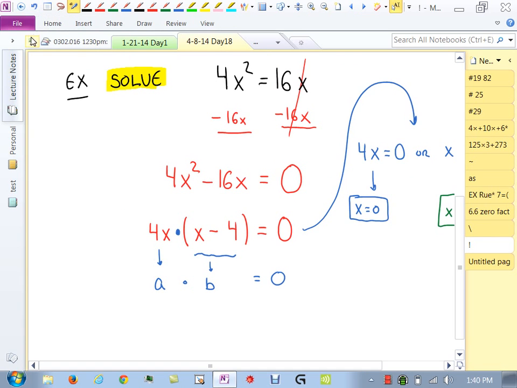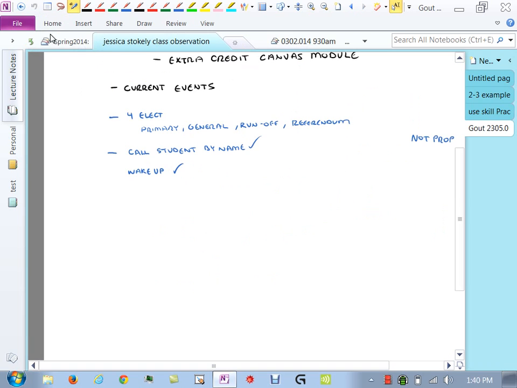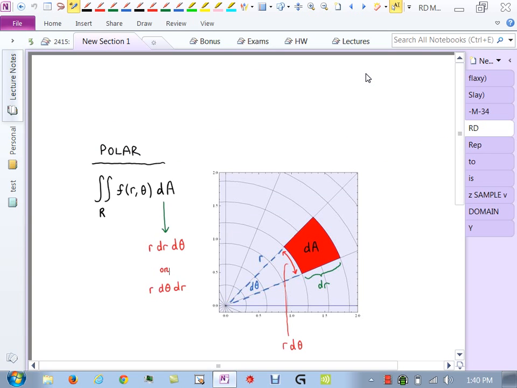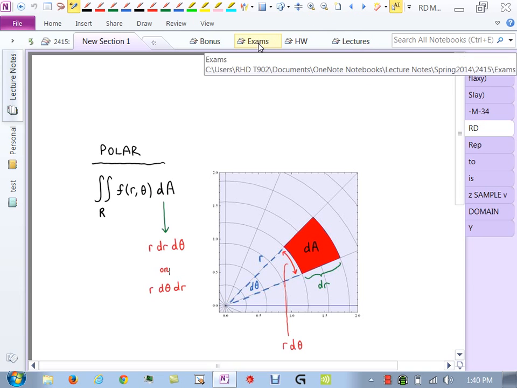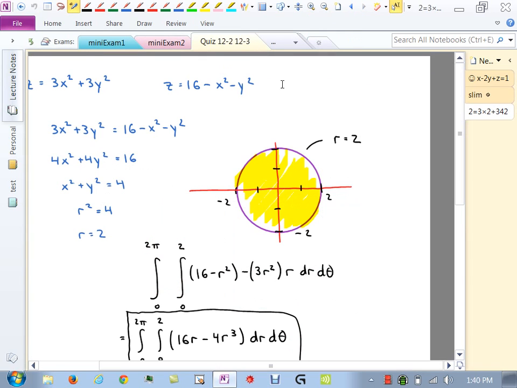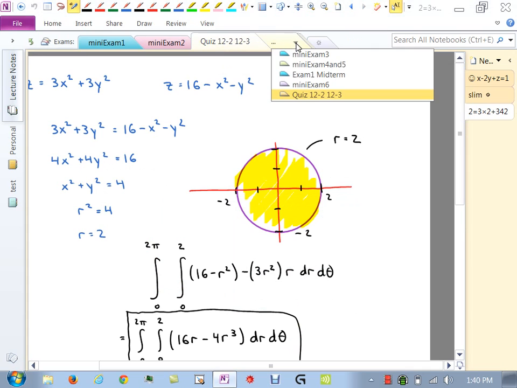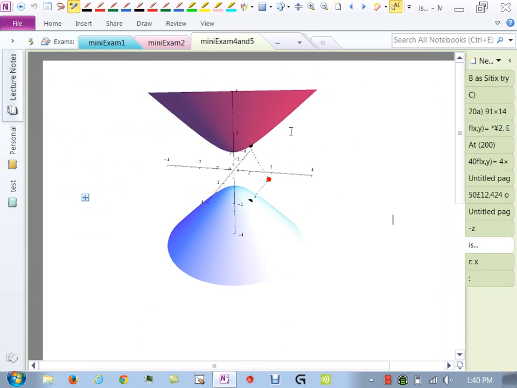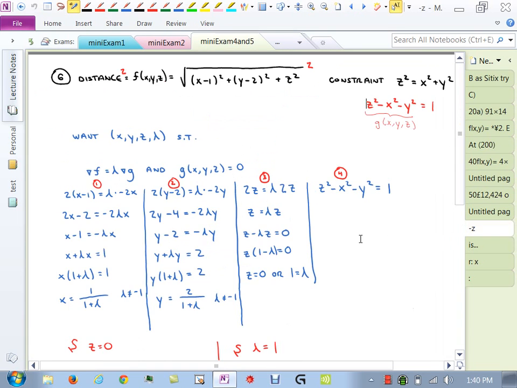So let me show you, since we're almost out of time, the solving of an equation using what we just did, the zero factor property, done in, where was it? This is a calculus class. Oh, it was this one right here.